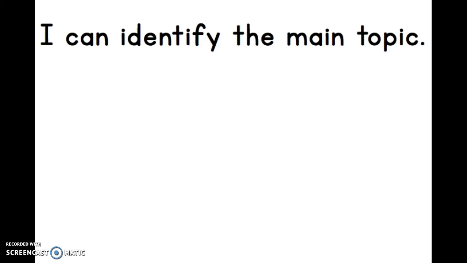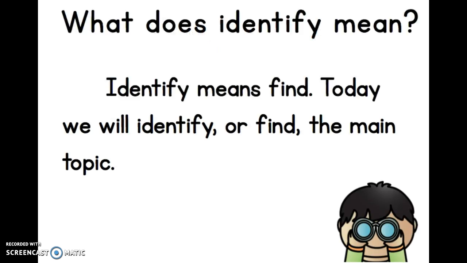This week, you're going to be reading detectives, looking for clues to find the main topic in a text. What does identify mean? Identify means find. Today, we will identify or find the main topic.